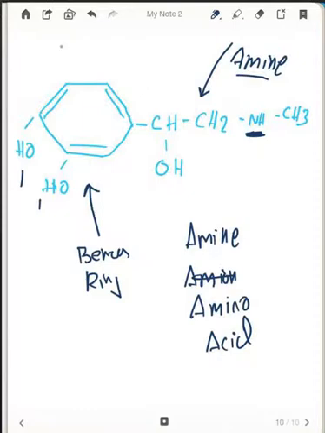So what I drew here is actually epinephrine, or the adrenaline molecule. Now I can alter this structure slightly, and it's no longer epinephrine, but it is still a catecholamine, because it has the benzene ring, the amine side chain, and the two hydroxyl groups here. But I can modify this slightly.